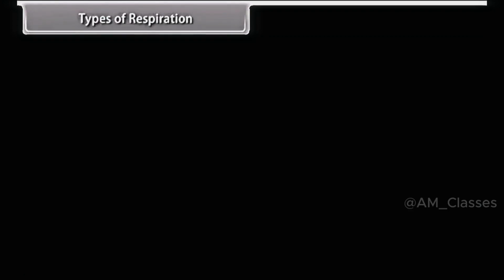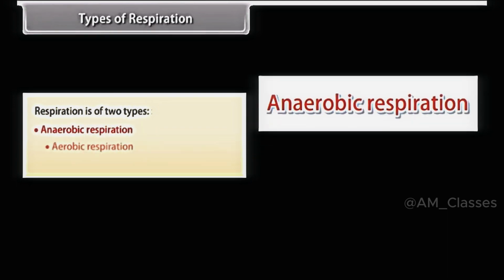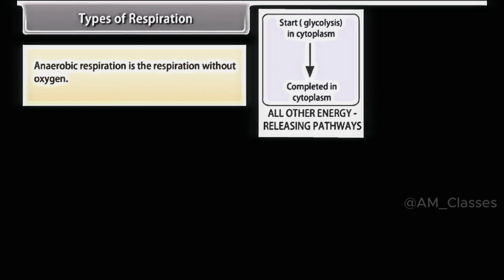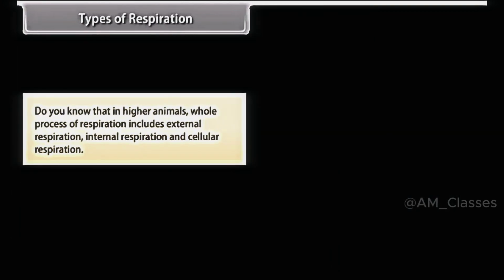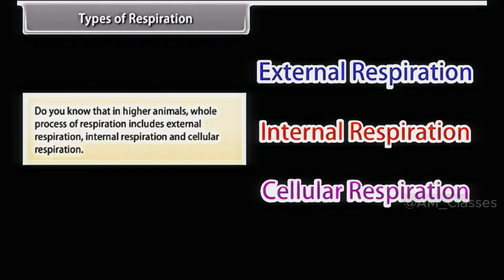Types of respiration. Respiration is of 2 types, anaerobic respiration and aerobic respiration. Anaerobic respiration is the respiration without oxygen, while aerobic respiration is respiration that requires oxygen. Do you know that in higher animals, the whole process of respiration includes external respiration, internal respiration, and cellular respiration?